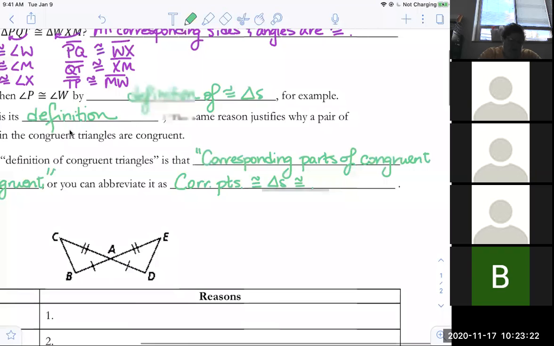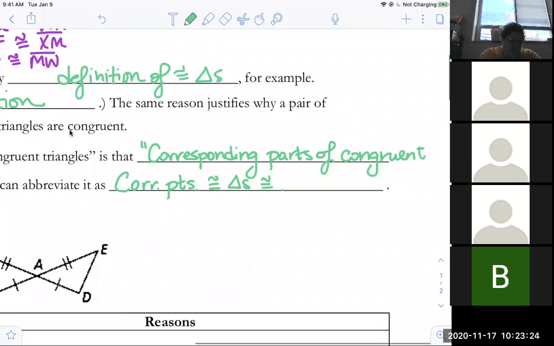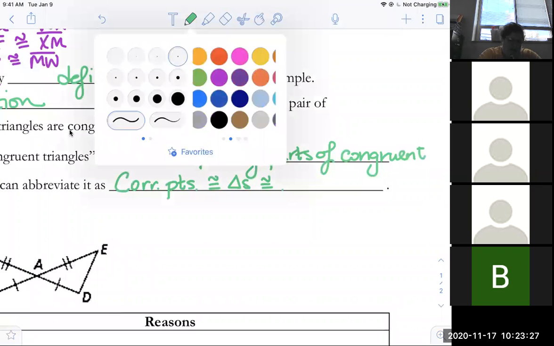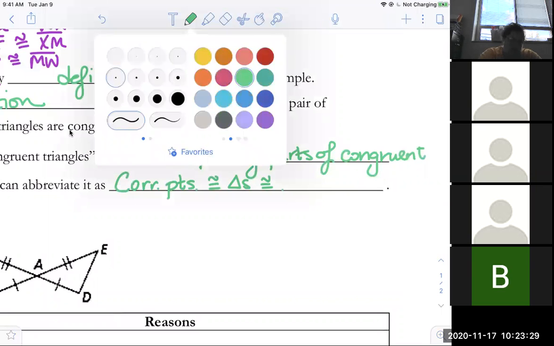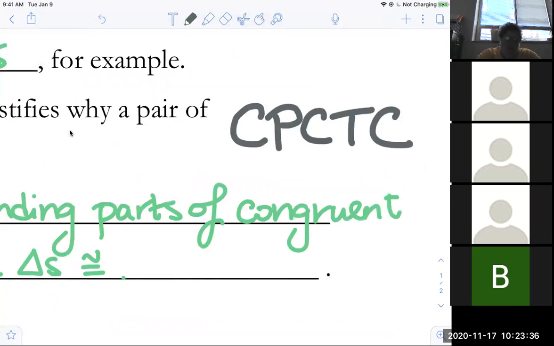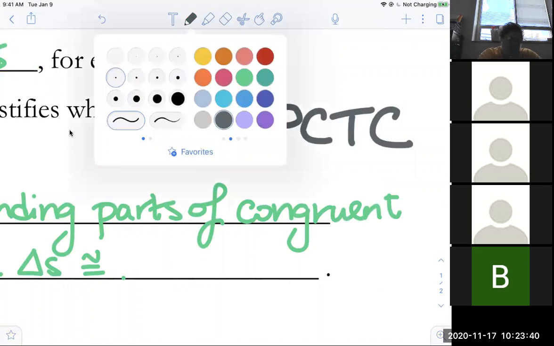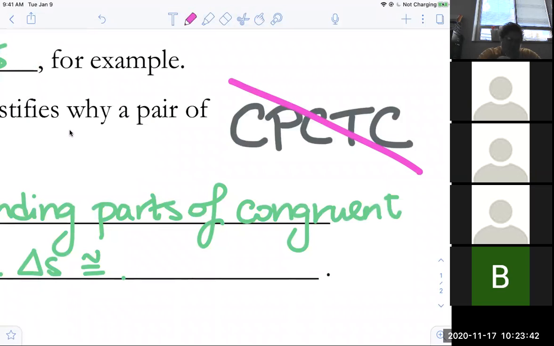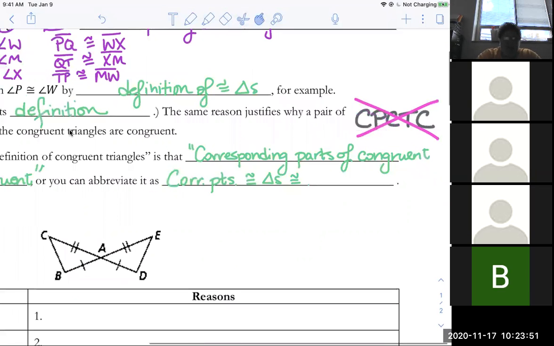Now, this is important. Sometimes you might have a tutor, or you might see in the book, or another teacher might use the abbreviation CPCTC. That's supposed to stand for corresponding parts of congruent triangles are congruent. However, that is kind of a mouthful, and so we tend to end up not really knowing what that means if we always write CPCTC. So I really don't want you to use that abbreviation.